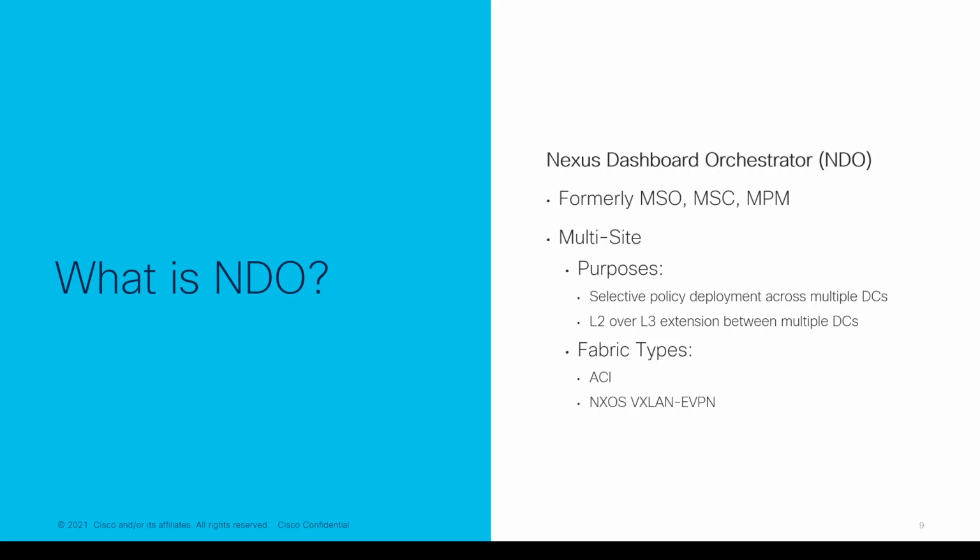You cannot deploy the same policies across ACI and NXOS, VXLAN, EVPN networks because they're two different network types, which means you cannot extend layer 2 over layer 3 between an ACI fabric and an NXOS, VXLAN, EVPN fabric.